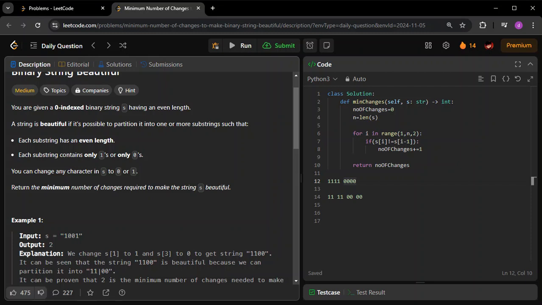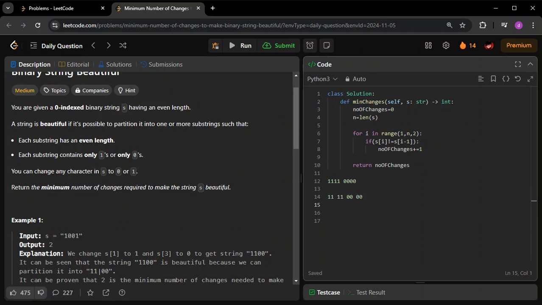Okay, so the idea here is this is going to be the smallest possible substring that I can have, of length 2. Any substring of length 2 is the smallest possible that I can have, because below 2 you cannot have an even length. That is the first idea here. Other than that, what is the second requirement? They should have only ones or zeros. If they are having it, it's well and good. If they're not having it, we'll have to do some minimum number of changes to make the string beautiful.